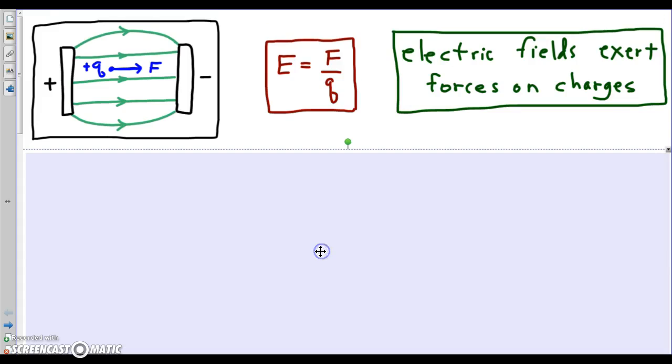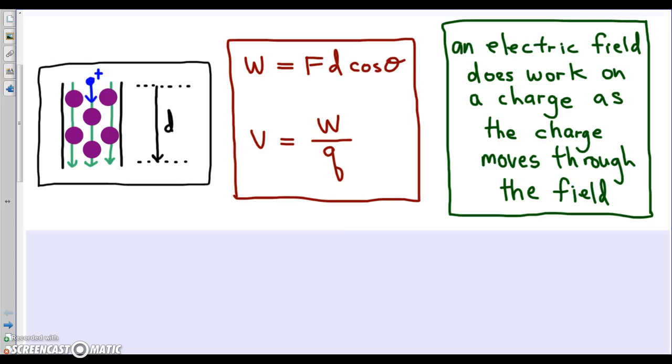The next big concept has to do with work. An electric field does work on a charge as the charge moves through the field. Is that shown in this picture? Well, first let's look at what work is. Work is a force times a distance. Cosine of theta says to have work, you have to move in the direction of the force. So the force and the distance have to be at least partly along the same angle.